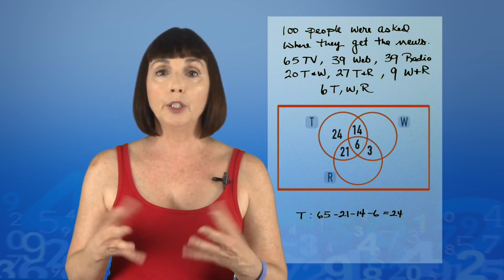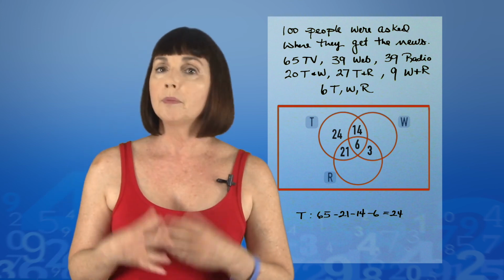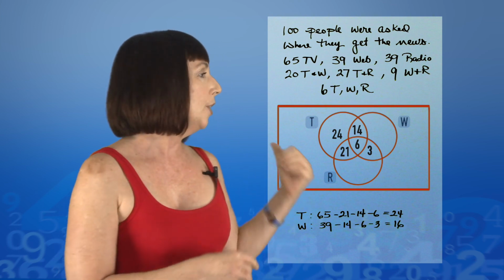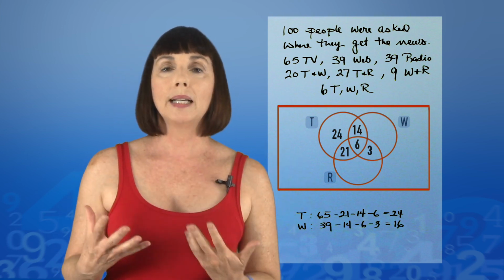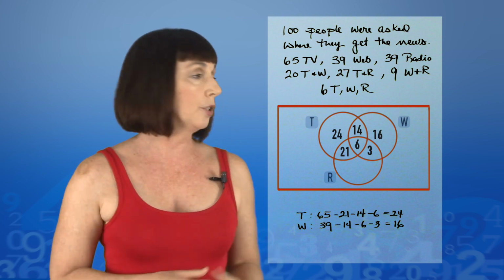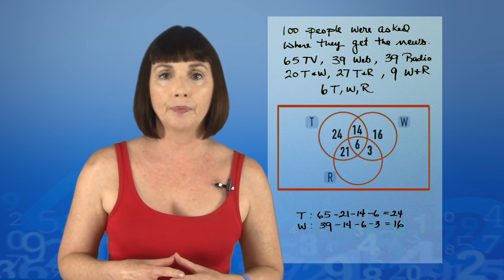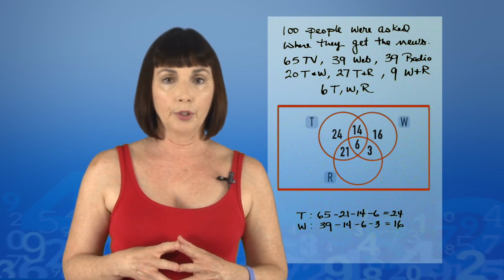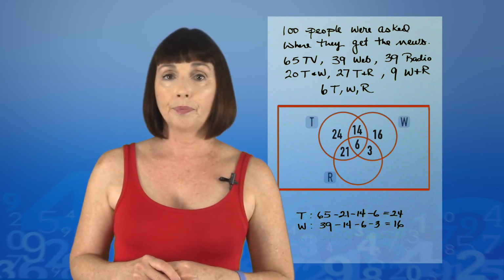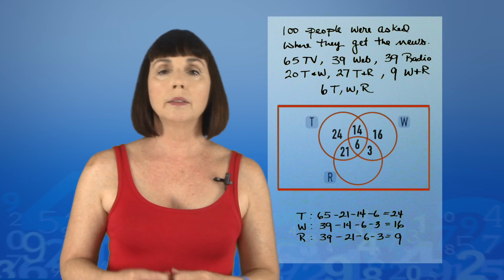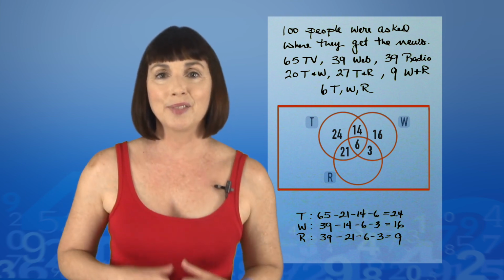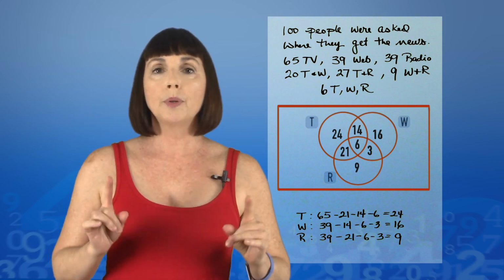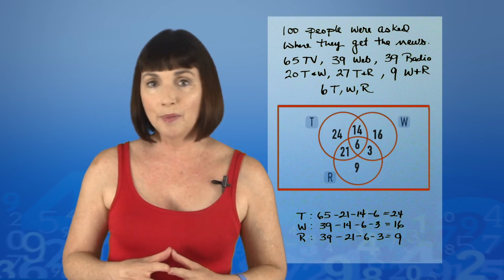Now, for the people who read a news website, there were 39 of them, but we have to subtract out the people who are already counted in the intersections. So we have 39 minus 14 minus 6 minus 3, and that's equal to 16. So we fill that number in. Now we just have our last group, the people who just listen to the radio to get their news. There were also 39 of them. So we have 39 minus 21 minus 6 minus 3, and that gives us 9. Now we have our diagram completely filled out, and it represents everything that we were told in the problem.